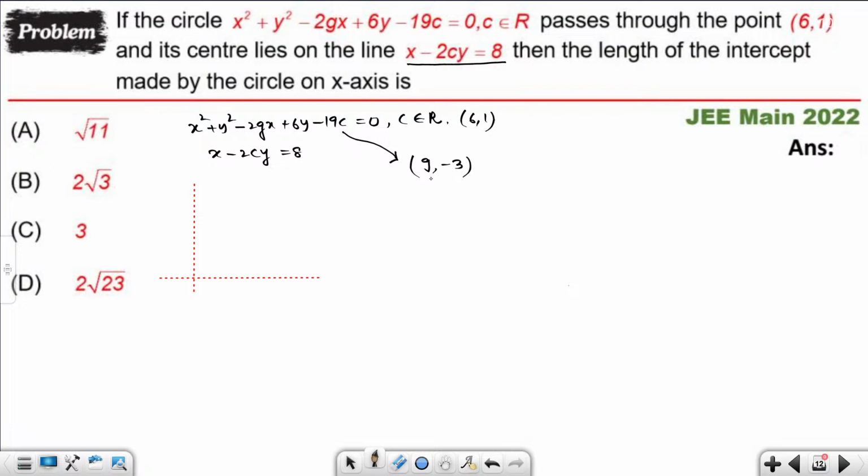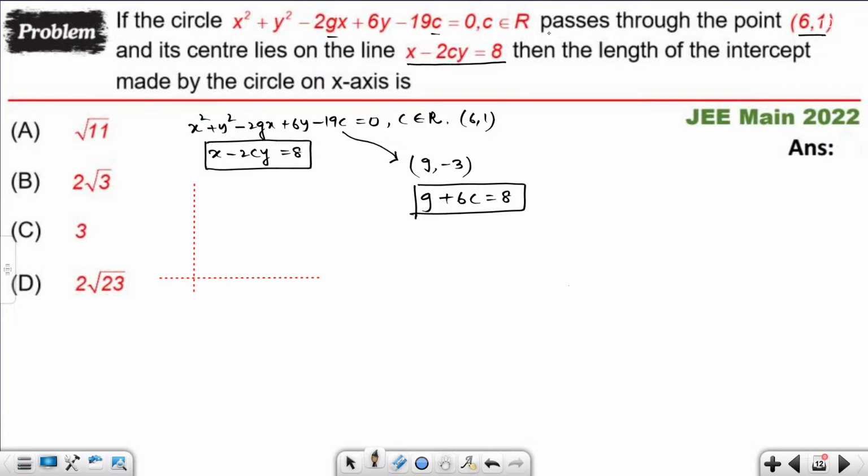And they have said that this center is lying on this line. Hence, it must satisfy this equation. So minus g minus 6c equals 8. This is the first equation that we got. Is it clear to all? And they have already said that the circle is passing through the point 6, 1. You observe that only two unknowns are there, one is g and another one is c. So I need two equations to solve for g and c.